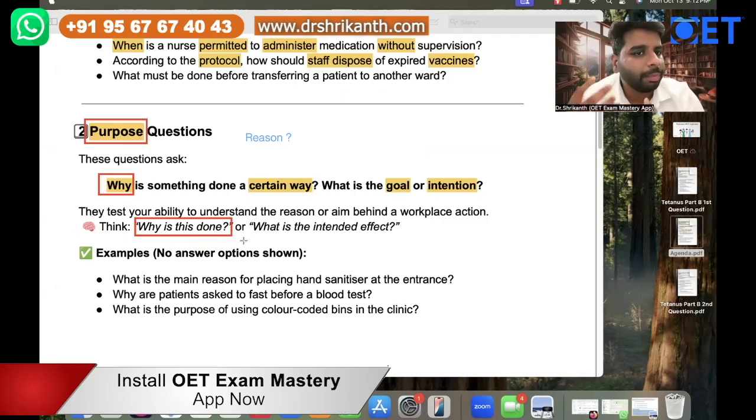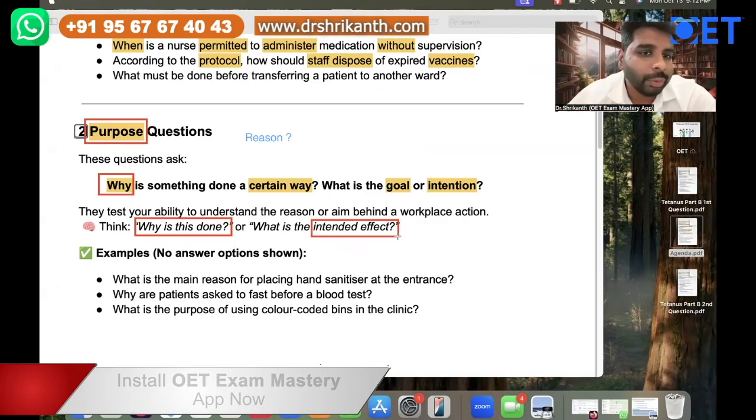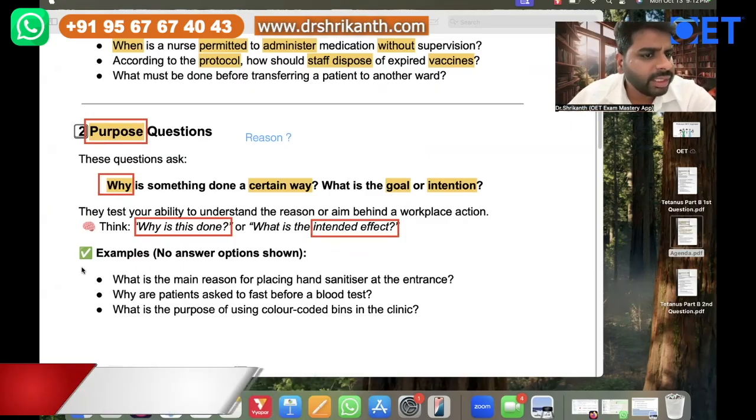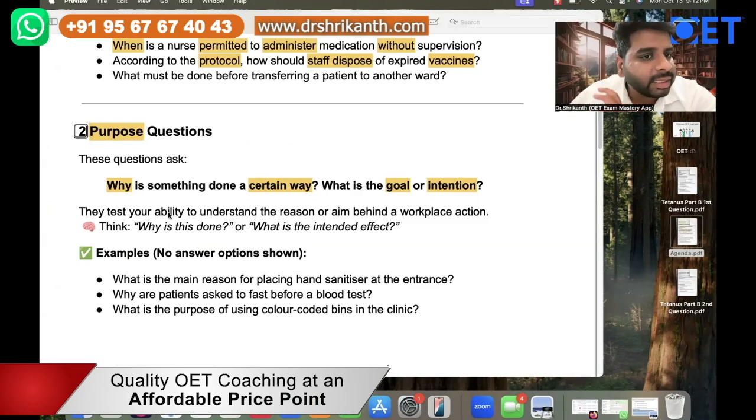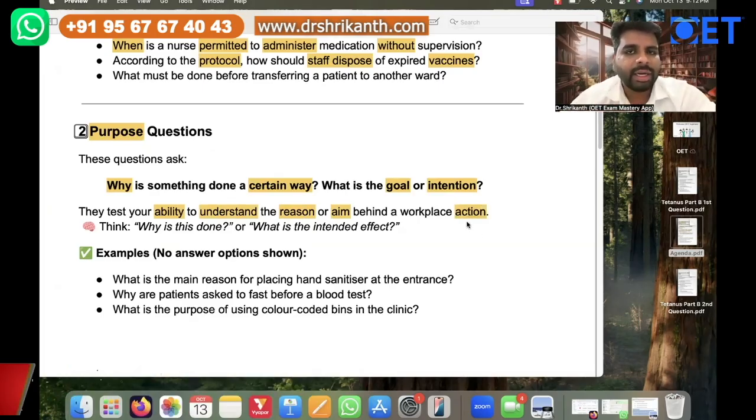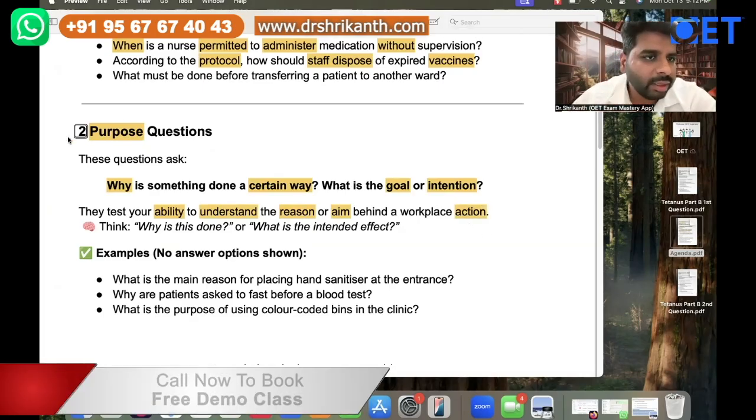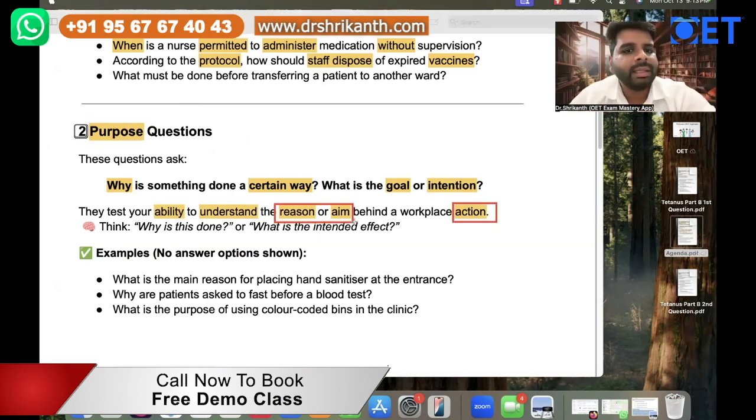Okay, what is the purpose? What is the intention? That is what you need to identify. These types of questions are basically testing your ability to understand the reason or aim behind a work action. See, an action is done, right? A workplace action is done. It can be any type of action, but they are asking you what is the reason or aim behind the action.